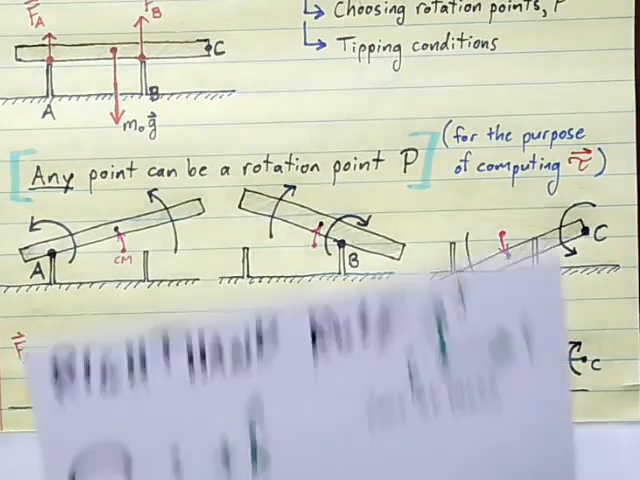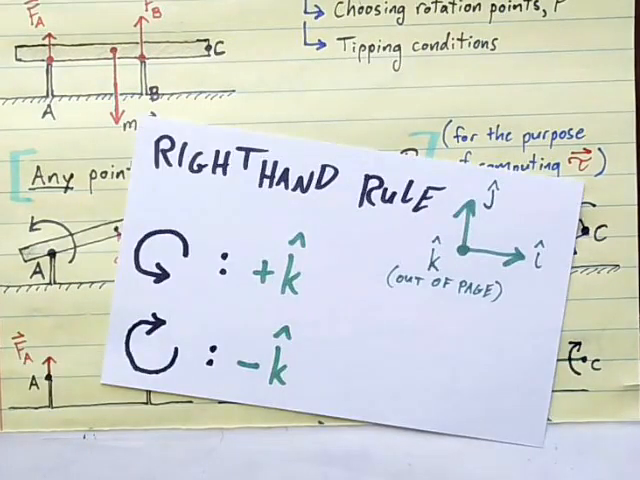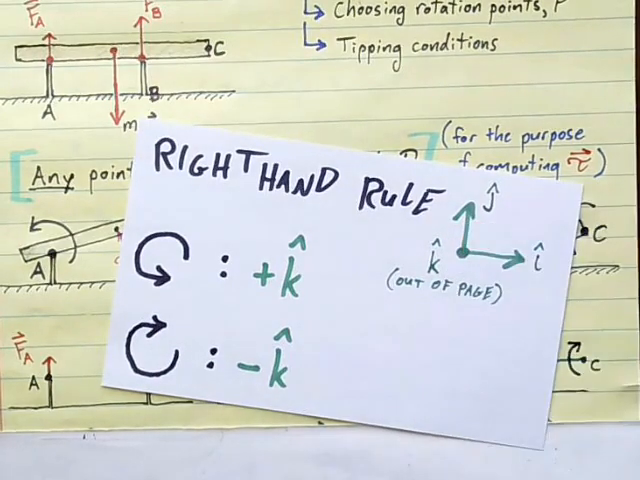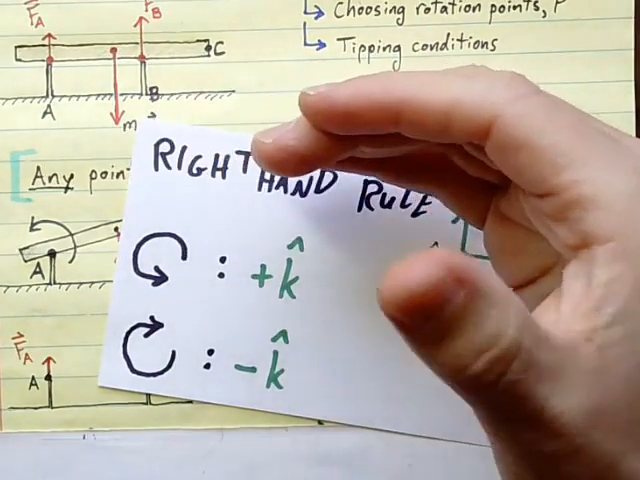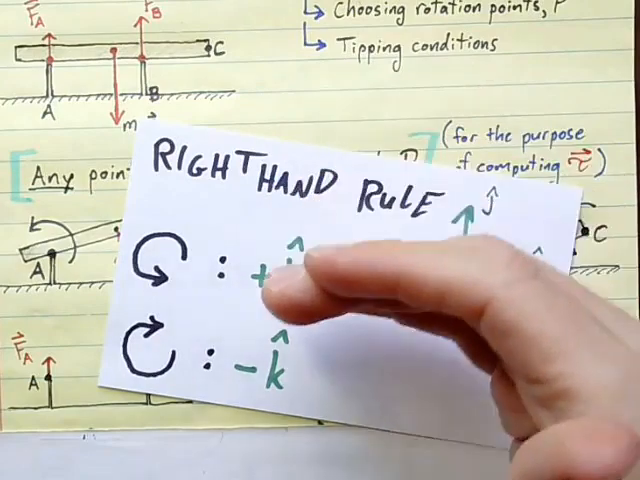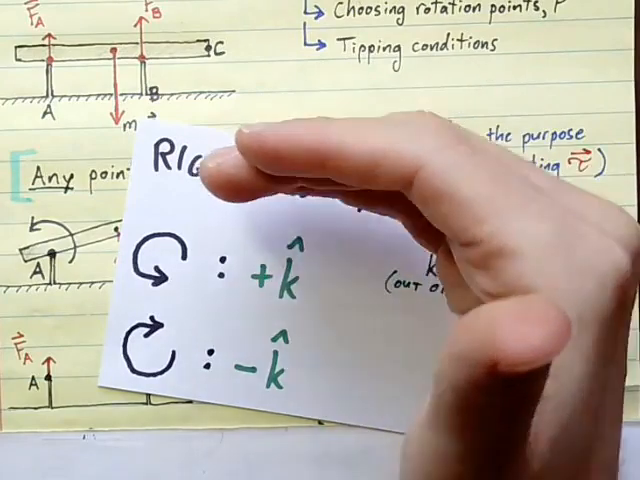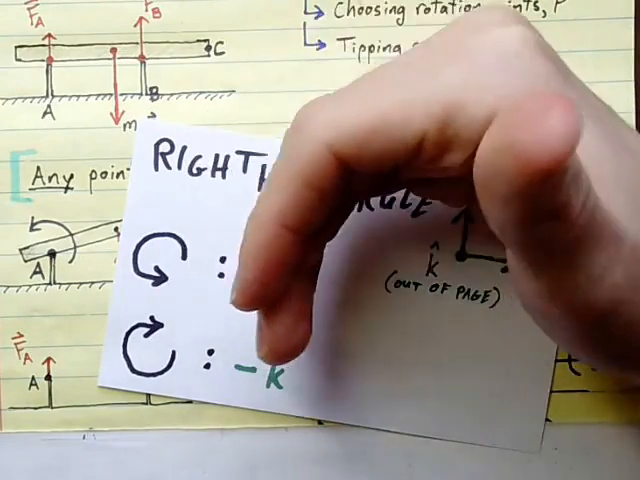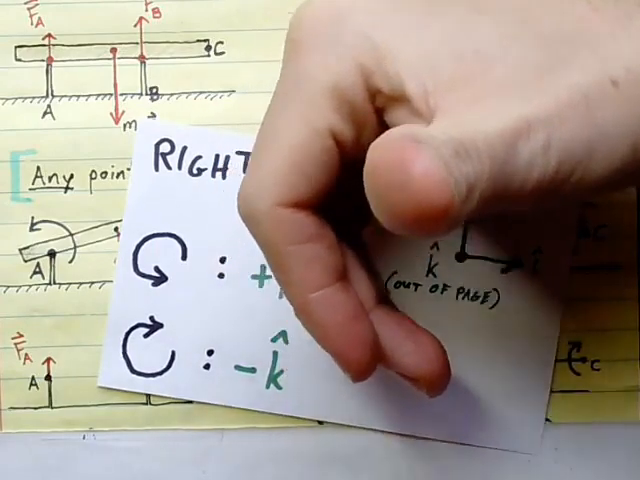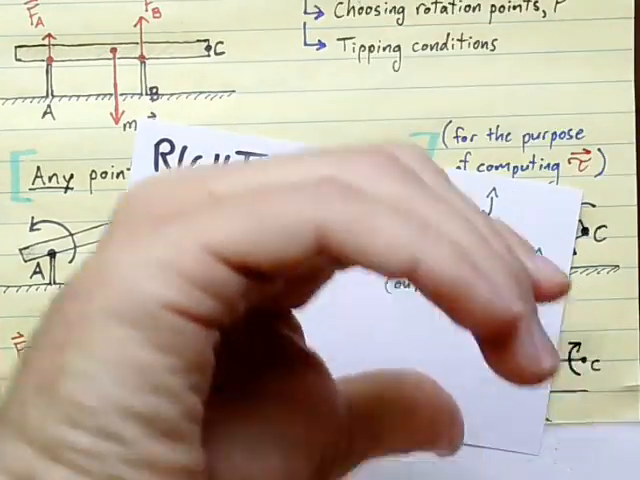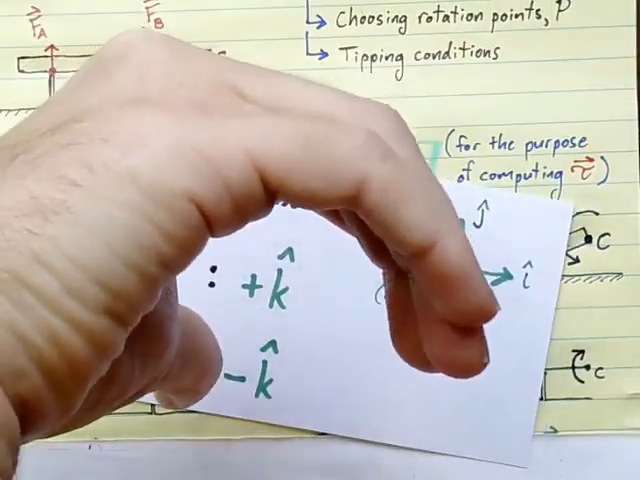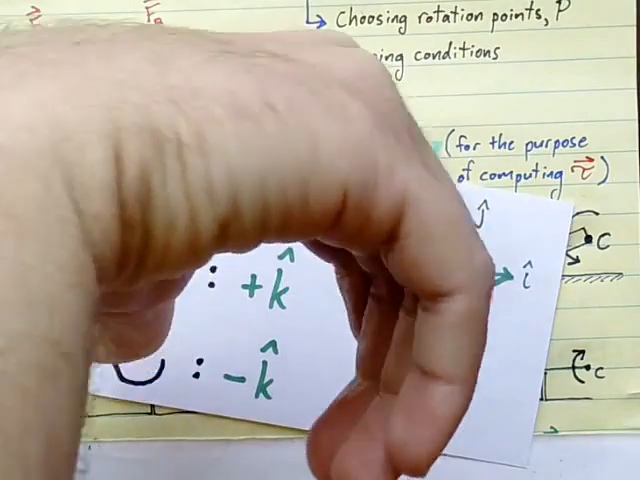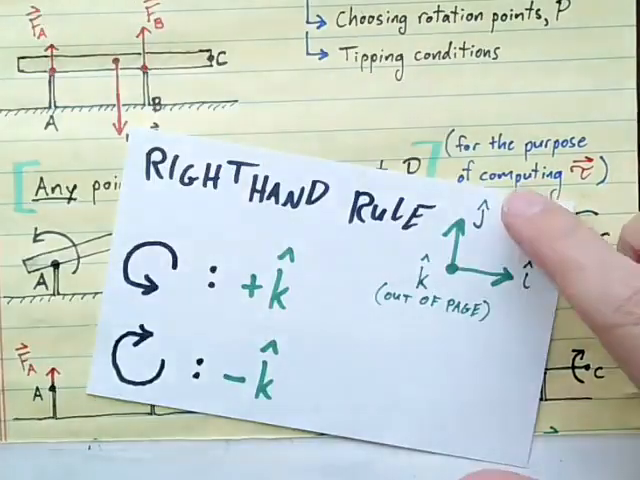Throughout this, we'll remember our right-hand rule. If we let the k-hat direction, the z direction, be out of the page, then with your right hand, thumb pointing out of the page, an out-of-the-page torque would tend to cause a counterclockwise rotation. So counterclockwise by default is our plus k-hat direction. Flip that, and in the minus k-hat direction, thumb into the page, that would be associated with a clockwise rotation. Okay, so these are our defaults.